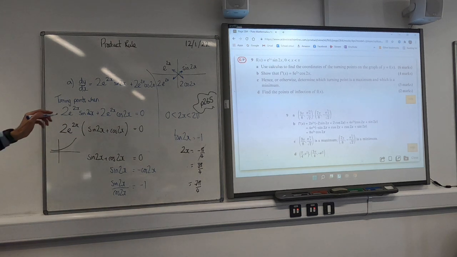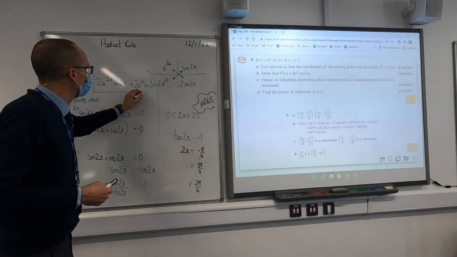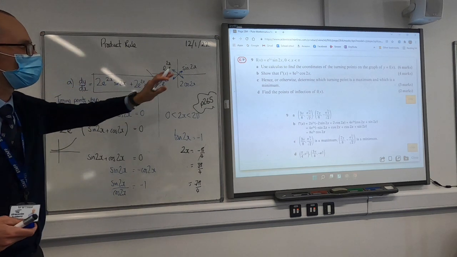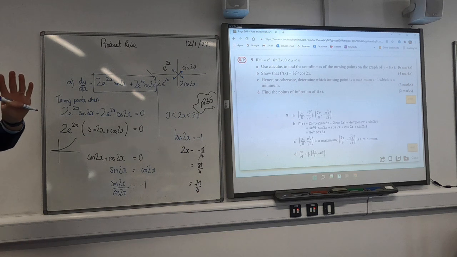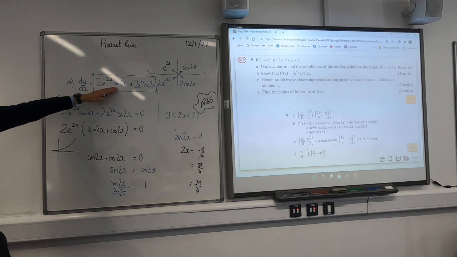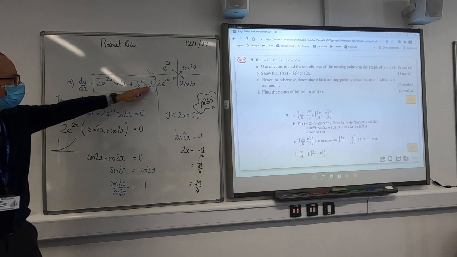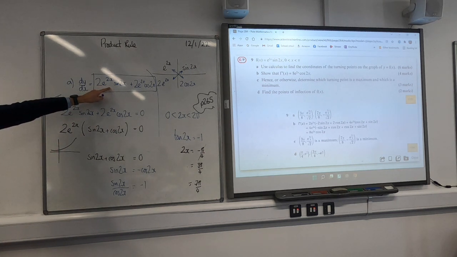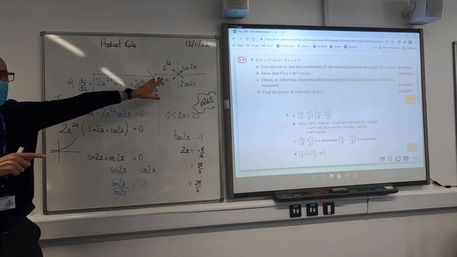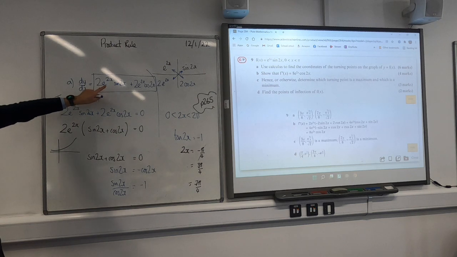But it's quite interesting, if we then wanted to differentiate this again, which is what the rest of this question is talking about, we'd have to do it as two separate product rules. You've got a product rule here and a product rule here. But the good news is that this, we've already differentiated, haven't we? We've differentiated that, because that's what we've just done. So we've sort of done half of it.